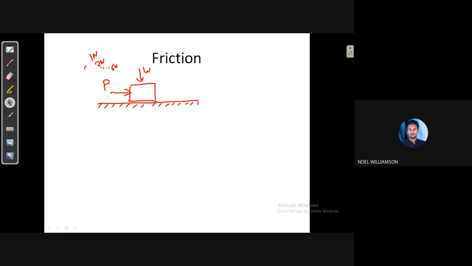That means whenever a force is applied to a body like this, the surface which is in contact with the body creates an opposite force. It's an opposite force which balances the applied force. That's why initially the body is at rest. So that particular force is termed as the frictional force, F.